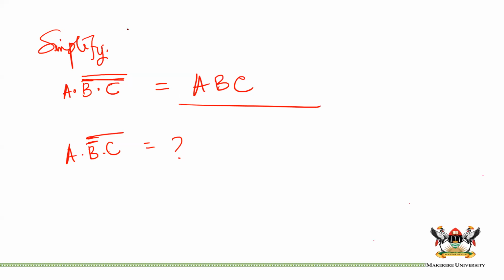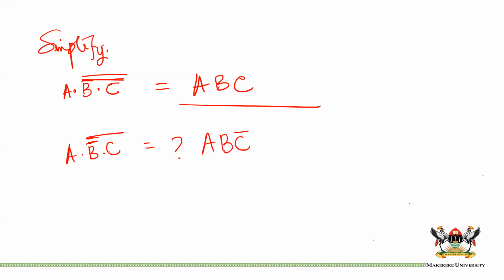The reason why this is ABC is because the inverters are over B and C, so they can go. For the lower one, okay, I see all of you have A, B, C inverse. So you can stop there if that is what you have.